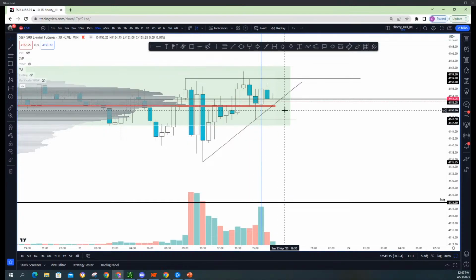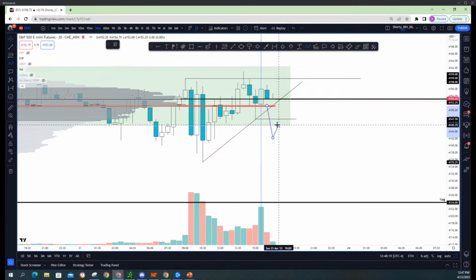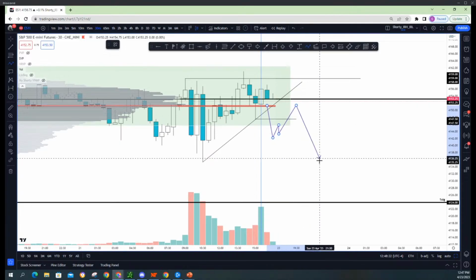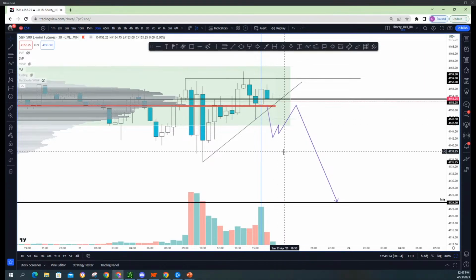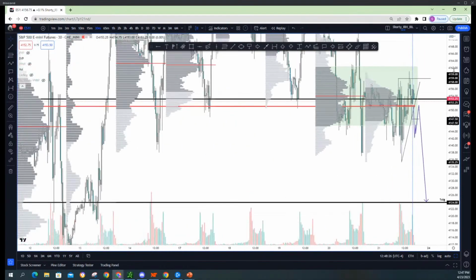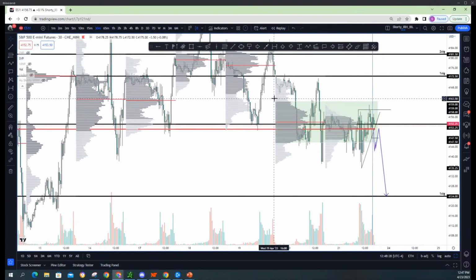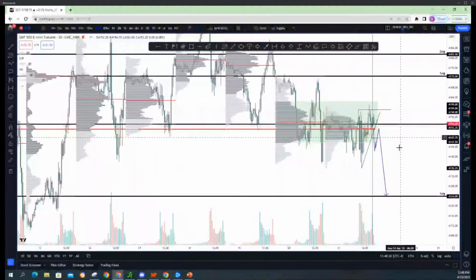And then even the retest of the POC, you need to break this here, let's say do this, and then you come, then you could potentially do something like that and drive it. But right now, they're accepting this value area here. So the break, either one, is leading to the next big level.